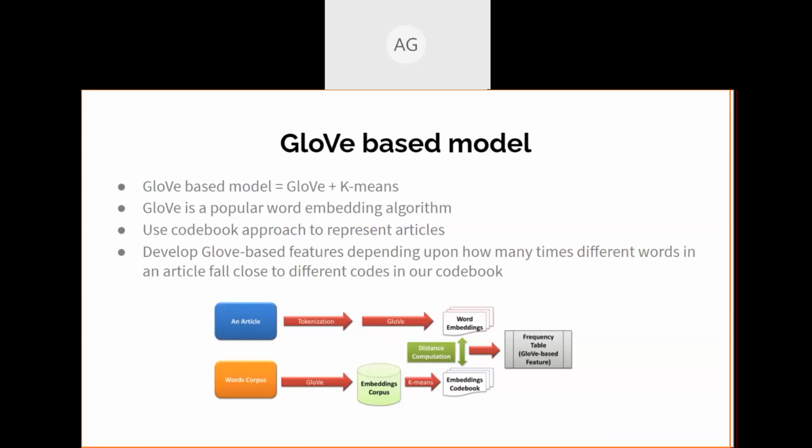So in short, this picture says that we basically started by constructing an embedding codebook using the GloVe model for all textual data. Then for each article, we perform tokenization and use the GloVe model to obtain word embeddings. Later, we used these embeddings and the embedding corpus that was obtained in the previous step to build our frequency table using distance computation. We further name this frequency table GloVe-based features.